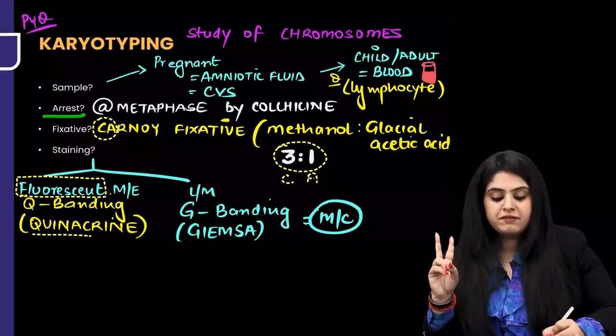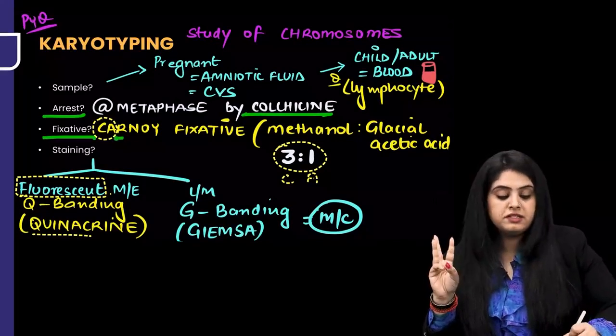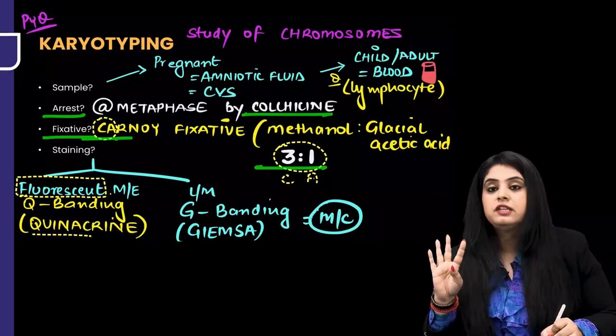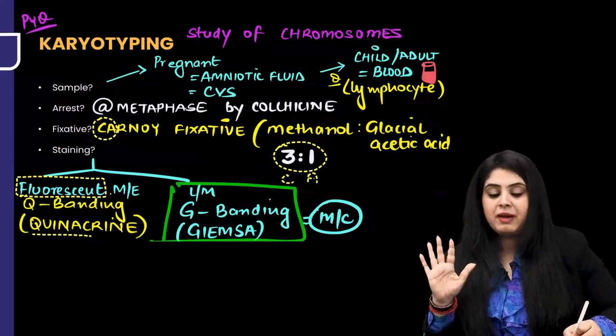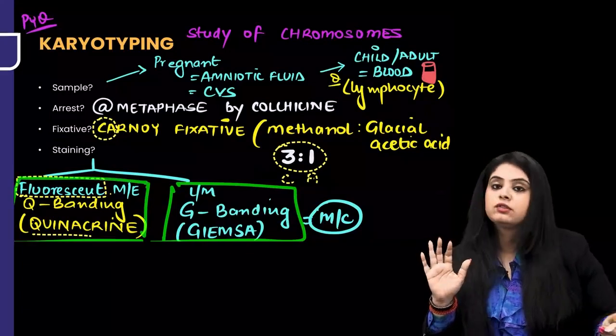Arrest at metaphase by which chemical? Colchicine. What is the fixative? Carnoy fixative. What is the ratio? 3:1. Which banding is most commonly done on a light microscope? G banding. Which banding is done on a fluorescent microscope? Q banding. Can you give one analysis quickly?